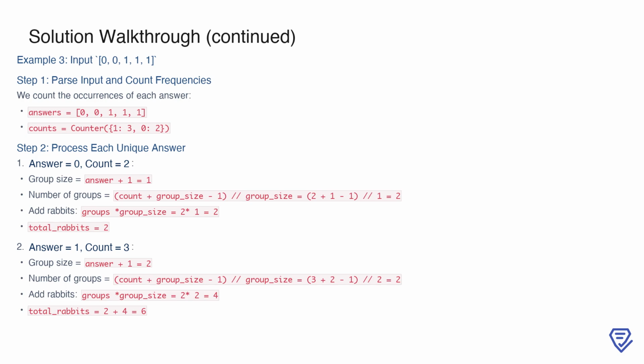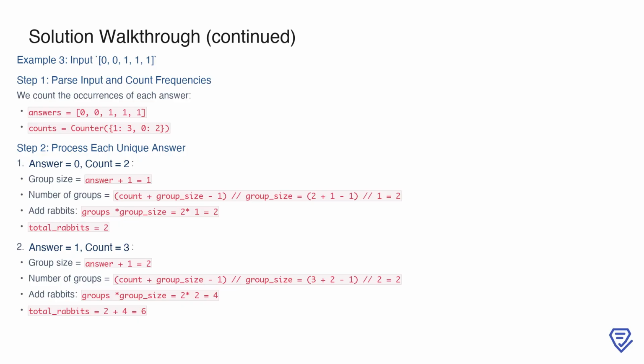With 2 rabbits reporting this answer, the number of groups is calculated as (count + group_size - 1) / group_size. Substituting the values, this becomes (2 + 1 - 1) / 1, which evaluates to 2 groups. Each group contributes group_size rabbits, so we add 2 * 1 = 2 rabbits to the total.